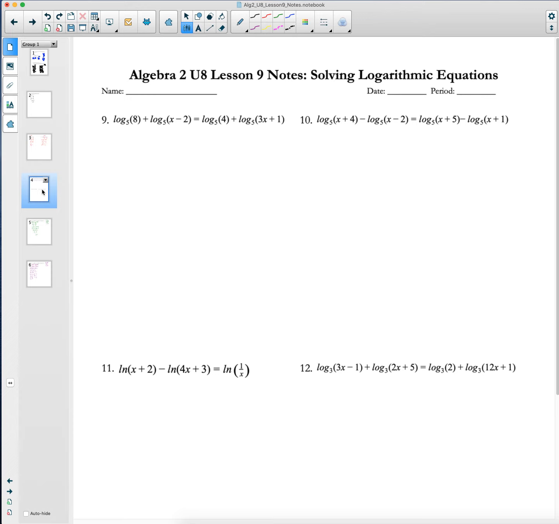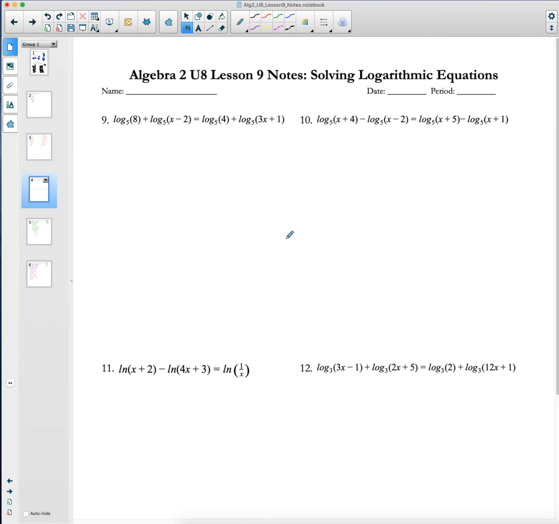So let's look at problem 9. Notice in problem 9, we have logarithms on both sides of our equation. So what we want to do is condense the left side, get it down to 1 logarithm, condense the right side, get it down to 1 logarithm, and then hopefully we can match the arguments to each other in much the same way we got the exponential equations in terms of the same base.